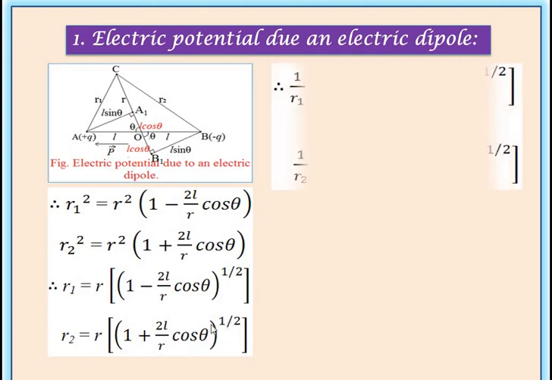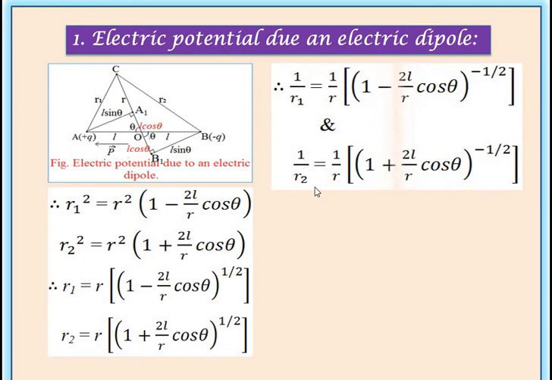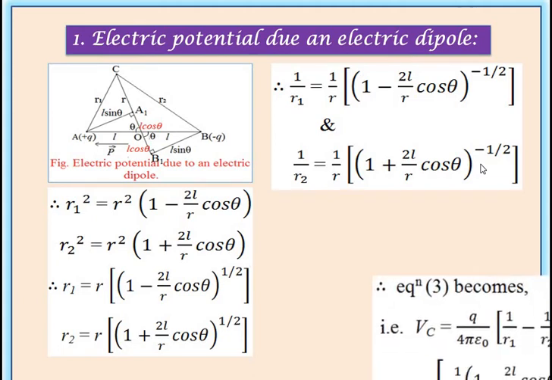Taking the reciprocal of these two equations, we get 1 upon R1 equal to 1 upon R in bracket 1 minus 2L divided by R cos theta bracket raised to minus 1/2, and 1 upon R2 equal to 1 upon R in bracket 1 plus 2L divided by R cos theta bracket raised to minus 1/2.